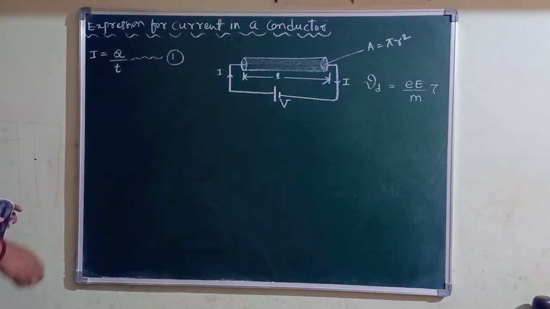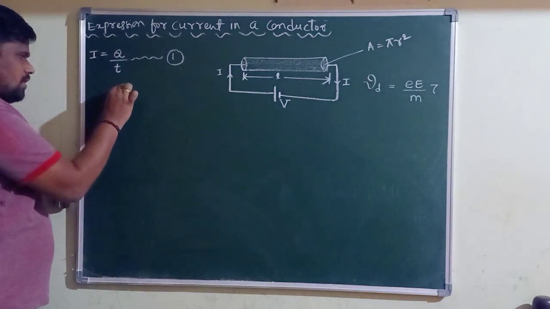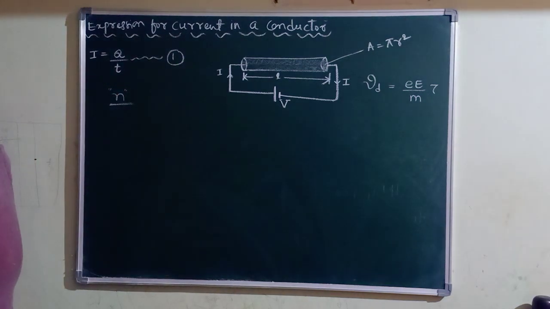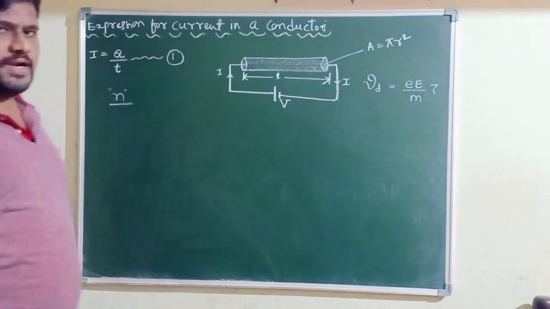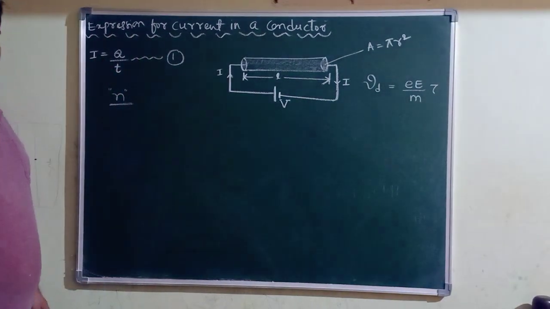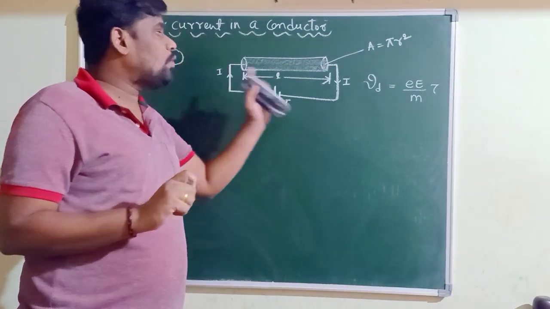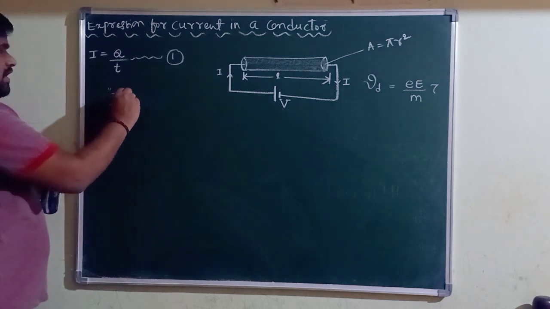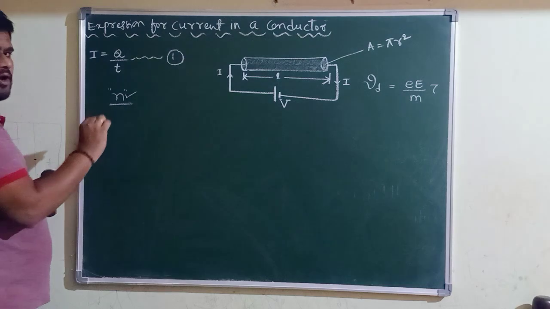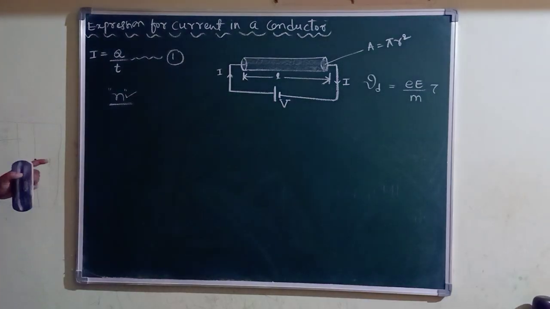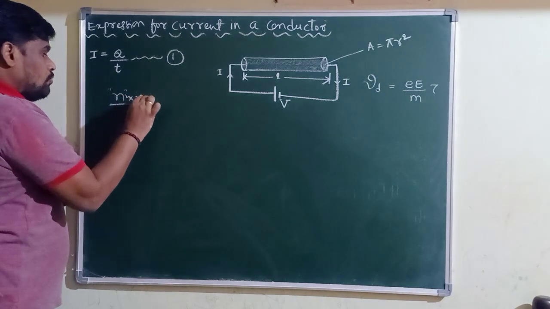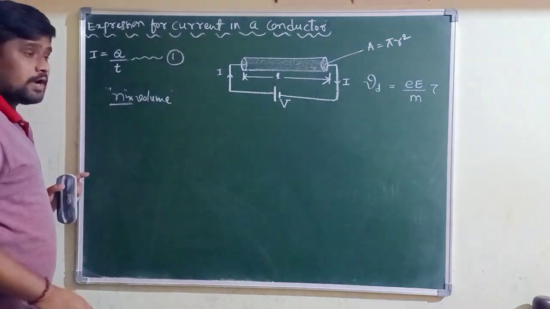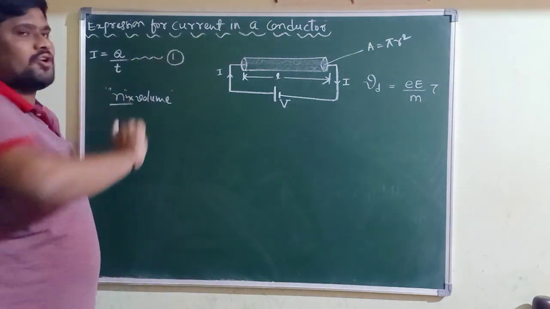Next step, if small n is, what is small n? n stands for the number of free electrons per unit volume of a conductor. It is also called free electron density. If n is the number of free electrons per unit volume, then n into the volume of the conductor stands for the total number of free electrons in the conductor.